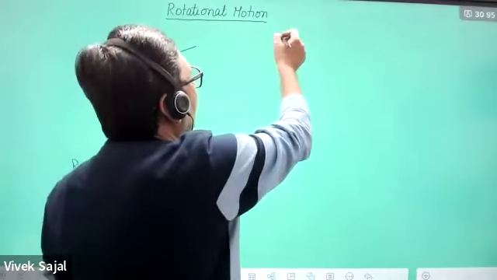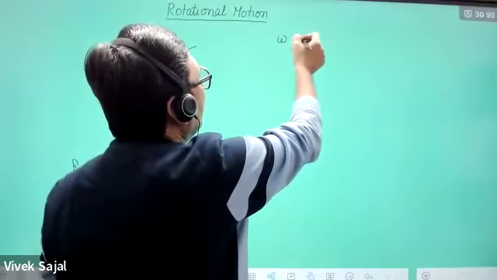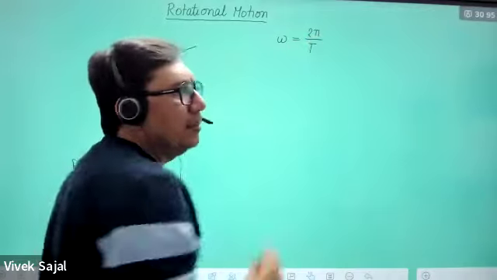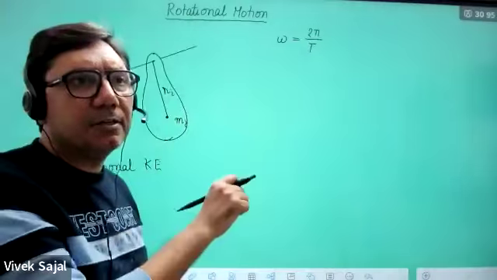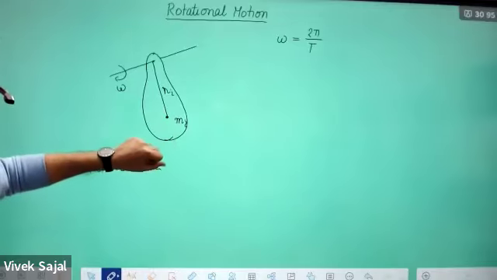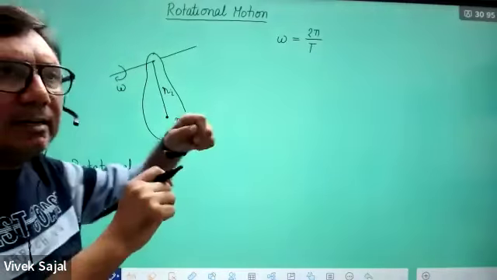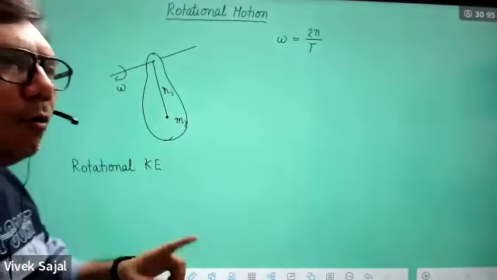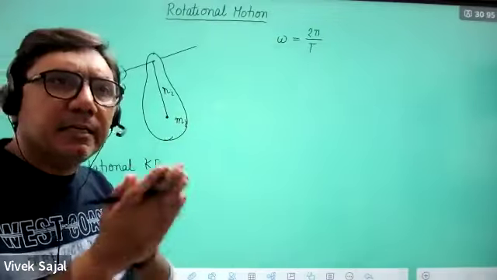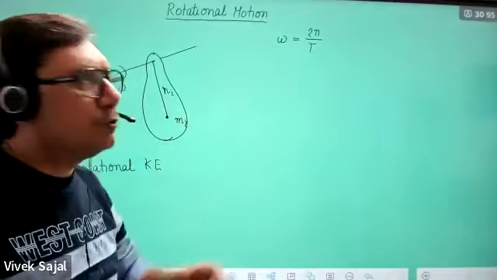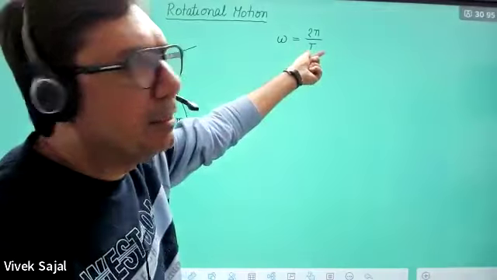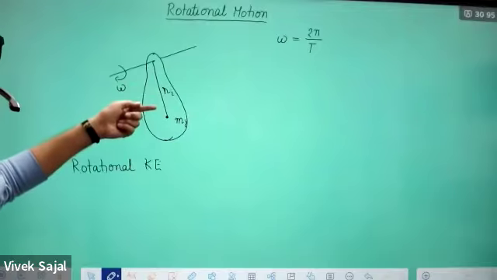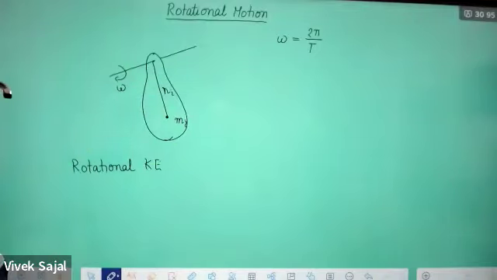Why will angular velocity be equal? Omega is 2 pi by T, where T is the time period, the time taken by a particle in completing one rotation. Because this is a rigid body, all particles are at a fixed distance. When this rigid body rotates about this axis, all the particles take equal time in completing one cycle. So T is the same for all the particles, and the angular velocity of all the particles of this object undergoing rotational motion will be the same.